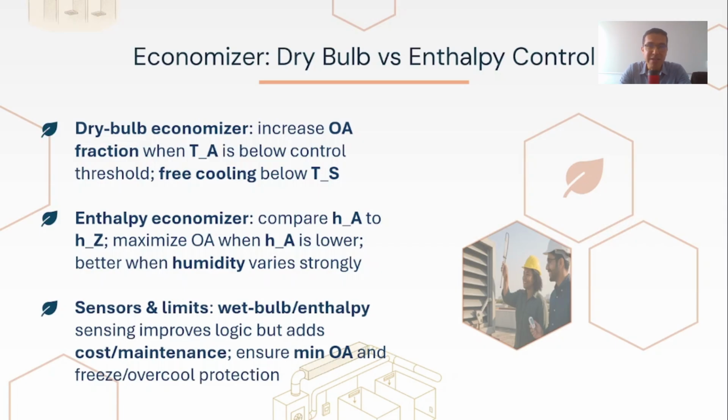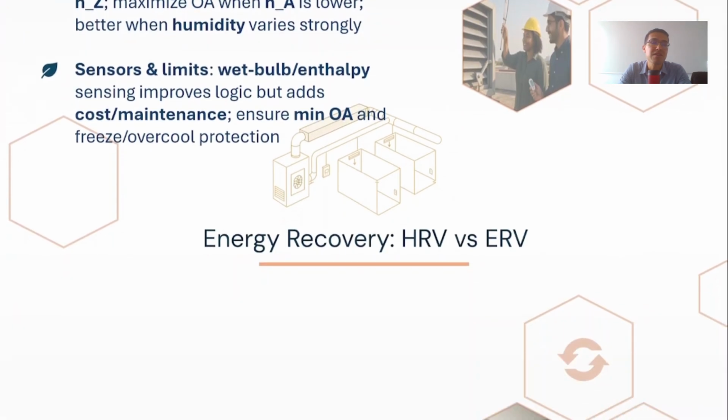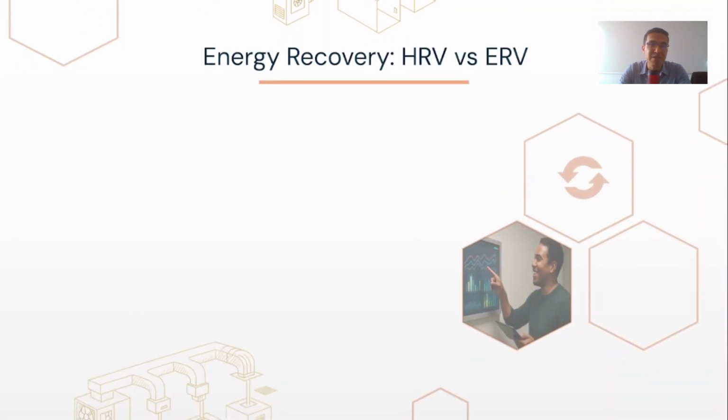So because of the complexity of controlling from enthalpy, a lot of systems just rely on the dry bulb economizer. Regardless of the type, it's critical to always enforce a minimum outdoor air intake and include protection against freezing or overcooling in cold weather. If you're in cold weather and you bring in too much outdoor air, then you're going to overcool your zone.